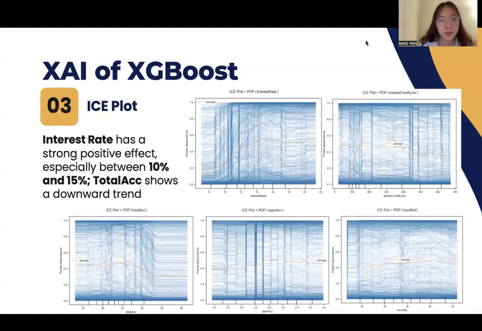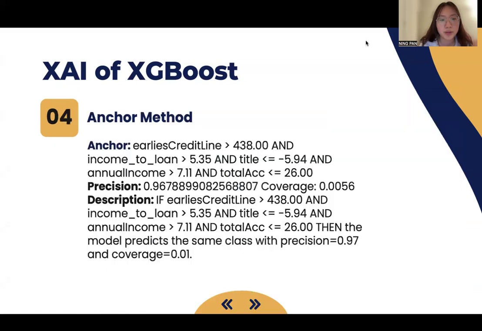The ICE plot with PDP shows feature impacts. Interest rate has a strong positive effect, especially between 10% and 15%, indicating that higher rates increase default risk. Earliest credit line remains stable, suggesting that older credit history has a weaker effect. And total accounts show a downward trend, implying that more accounts reduce default probability. And open accounts fluctuate, indicating complex interactions, and the revolving balance has a slight upward effect, suggesting that a higher balance may increase risk, but not significantly.